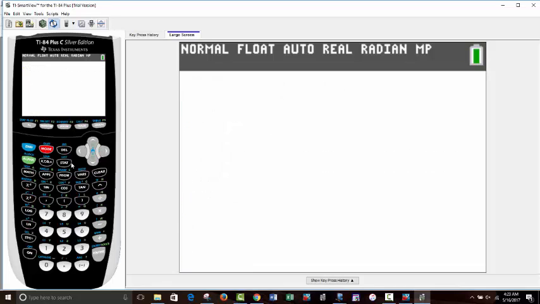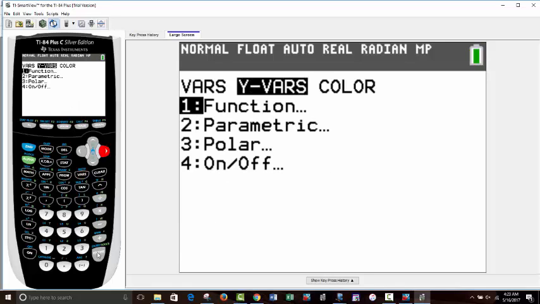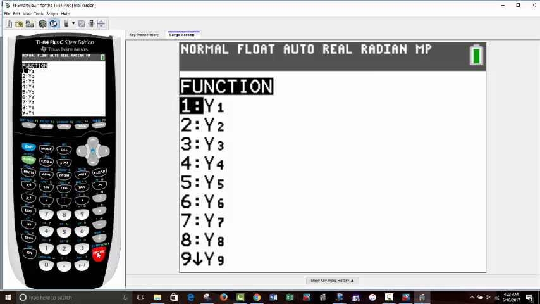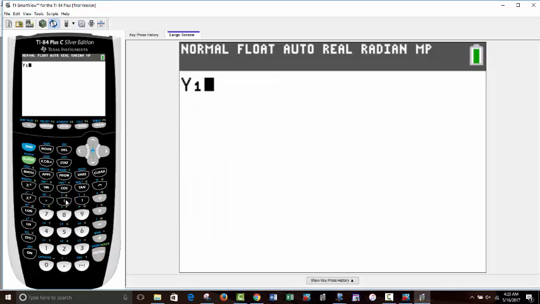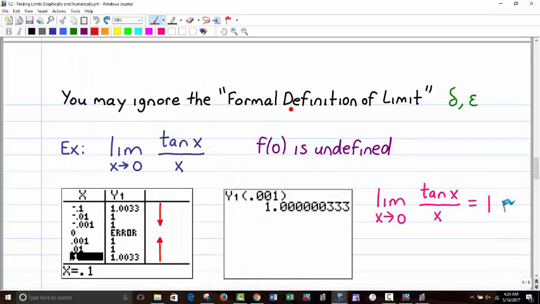I don't know if you ever use this thing here. You go vars, y vars. That's how you do just a specific function value. Y1 if we're using the first function. So I changed that to x squared, so y1 of 3 basically is evaluating 3 squared. There you go, 9. So that's how you can just do f of a single number without having to use that table thing, the table set and all that. You can just do a single value.